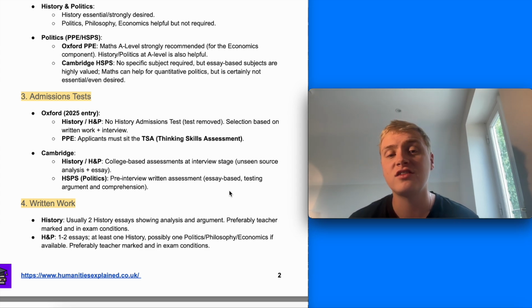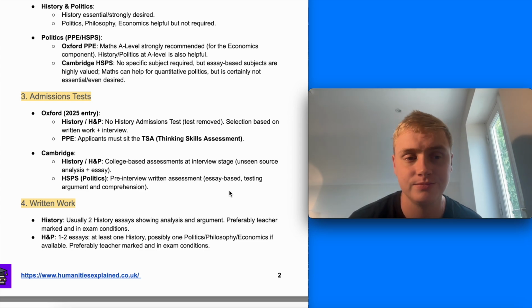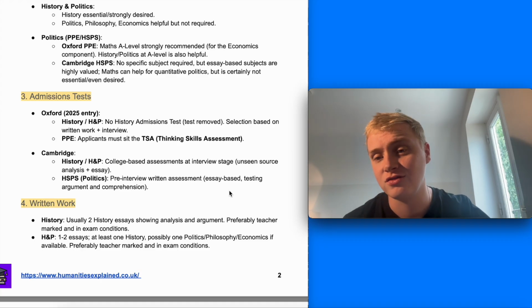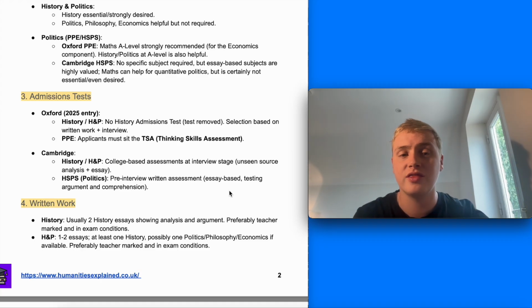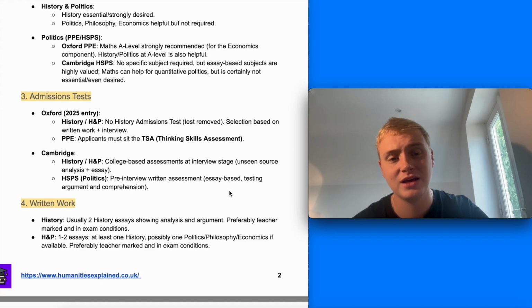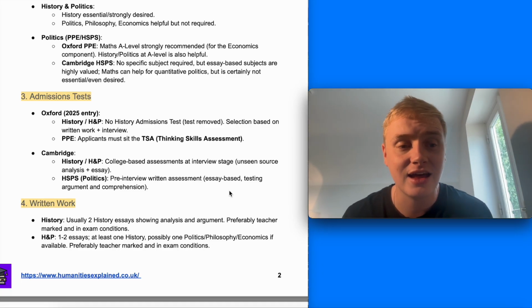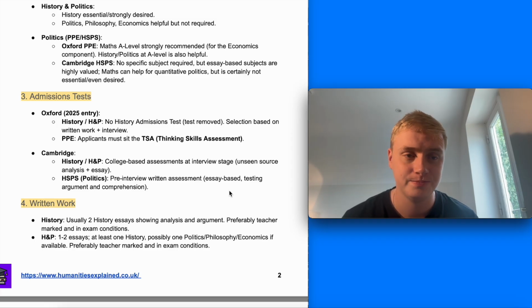PPE, although you still need to sit the Thinking Skills Assessment test. For Cambridge, history or history and politics, there are college-based assessments at interview stage, but there's no big test to go along with that beforehand. And for HSPS, there's a pre-interview written assessment, which is often essay-based and testing arguments and comprehension.